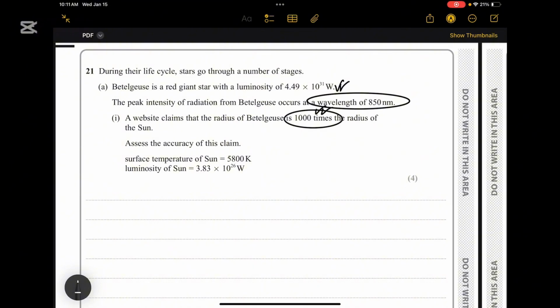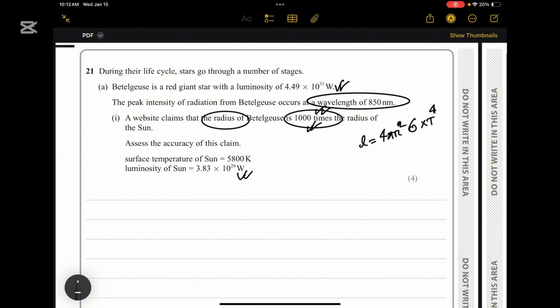Now they have asked to find the radius of Betelgeuse, whether it is 1000 times the radius of the sun. To find the radius, they have given us the luminosity of Betelgeuse and the luminosity of the sun. So first of all, let's write the formula of luminosity. One formula of luminosity is 4 pi r squared sigma into temperature to the power of 4.